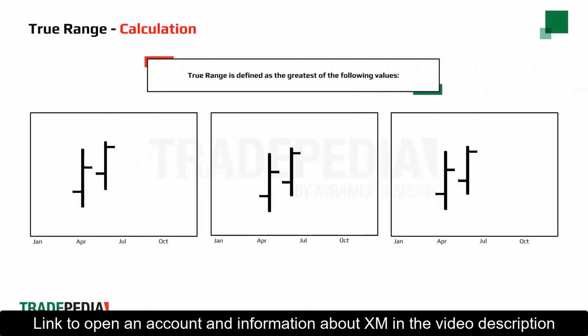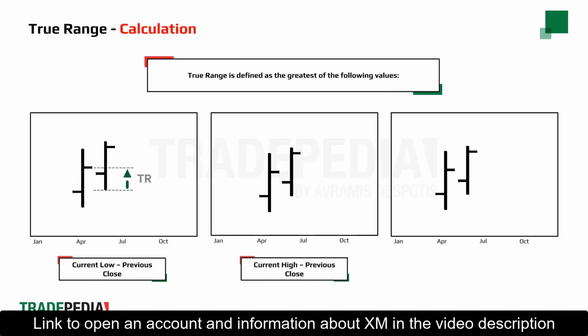True range is defined as the greatest of the following values: current low minus previous close, current high minus previous close, or current high minus current low. The average true range is a moving average of the true range for a specific time period, usually 14 periods.